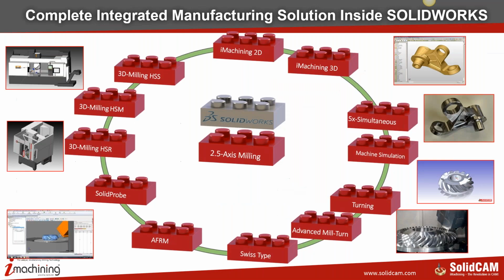Coming to the solutions that we have inside SolidCAM, apart from what we are going to talk about today, we have 2.5D milling, we have got 3-axis milling, we have got feature recognition machining, we have got advanced mill turn, Swiss type, turning up to 4-axis. The entire machine can be simulated using the machine simulation. We have got 5-axis simultaneous machining, and basically iMachining 2D and iMachining 3D.